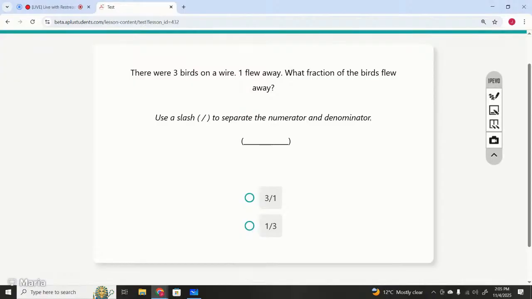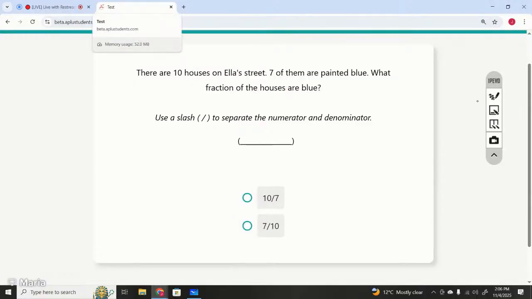There were 3 birds on a wire. One flew away. What fraction of the birds flew away? That is 1 out of 3, right? The correct option is 1 by 3. Option number 2 is the correct option.